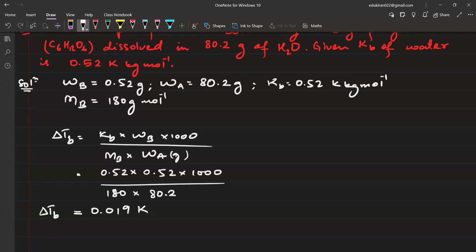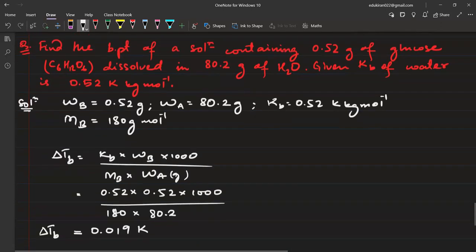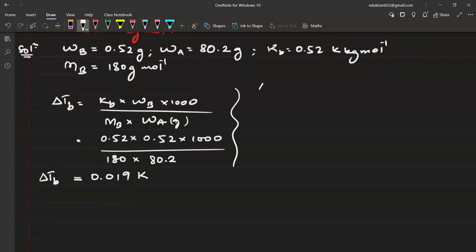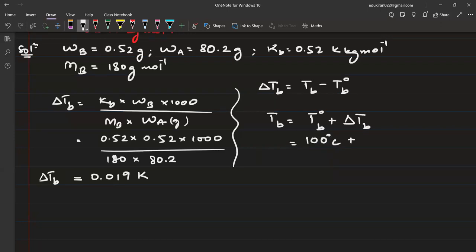Okay. Now, the important thing is that they have not asked for the elevation in boiling point. They have asked for the boiling point of the solution. It is dissolved in water, so now you need to plug in the definition of delta TB. Delta TB is equal to the boiling point of the solution minus the boiling point of the solvent. So the boiling point of the solution will be equal to the boiling point of the solvent plus delta TB. The boiling point of the solvent is 100 degrees Celsius plus delta TB, which is 0.019. Since it is a difference in Kelvin, I can directly write degrees Celsius. There is no need to change anything here. The boiling point of the solution will become 100.019 degrees Celsius. So this will be your answer.